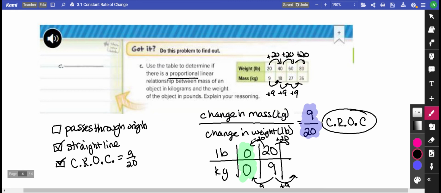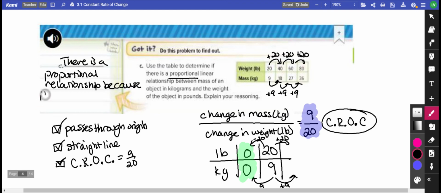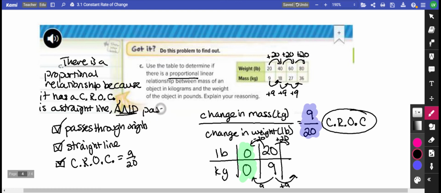So does it pass through the origin? Yes. So there is a proportional relationship because it has a constant rate of change, is a straight line, and passes through the origin. Great job.